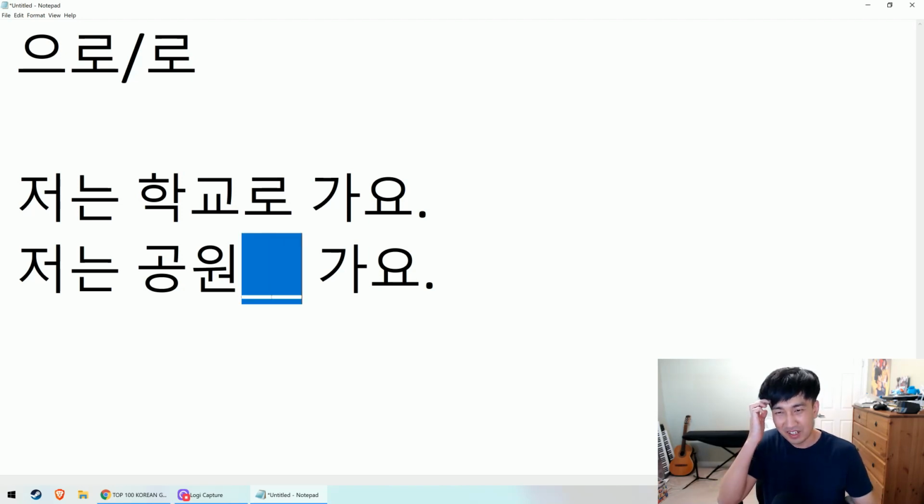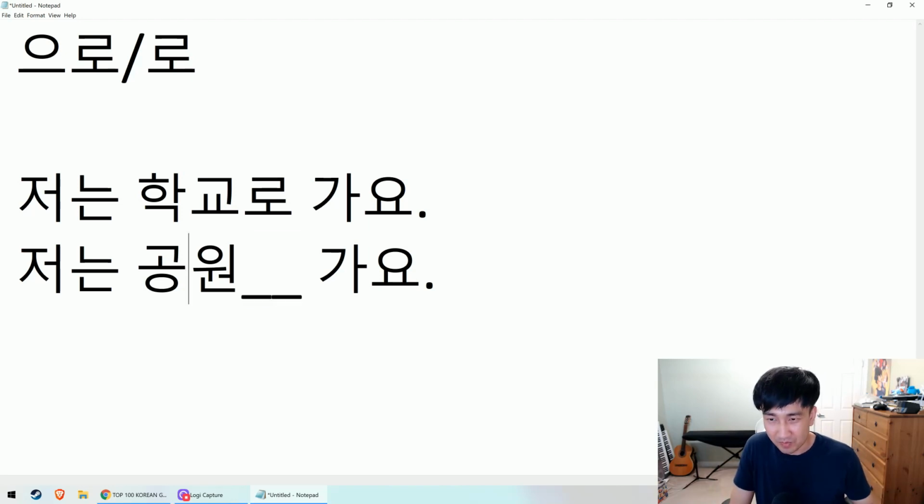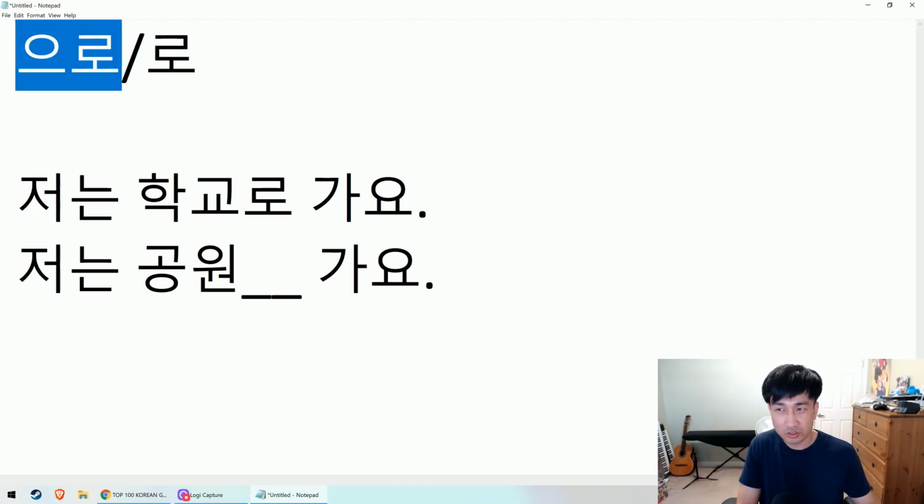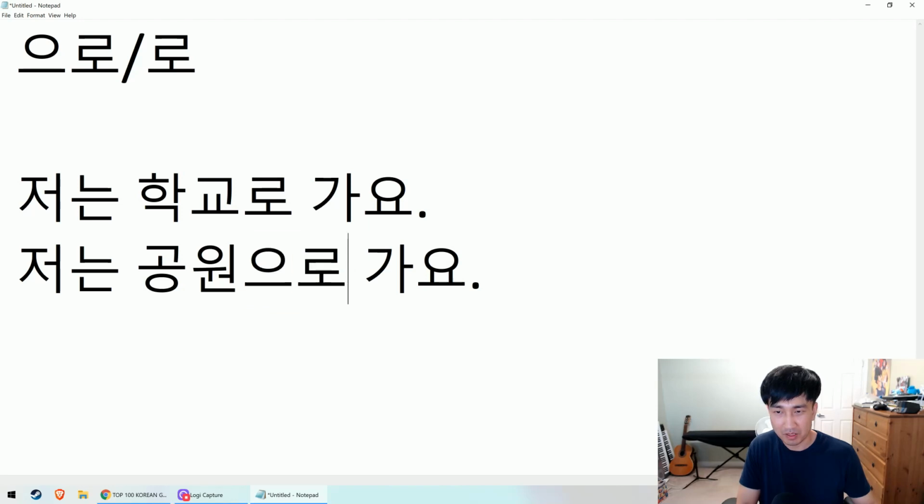Okay, how about this one right here? Let's take a look at the last character, one. Does one have a Batchim? Yeah, it does. It has the no on the bottom. So use the one with the circle. The circle is the Batchim version.